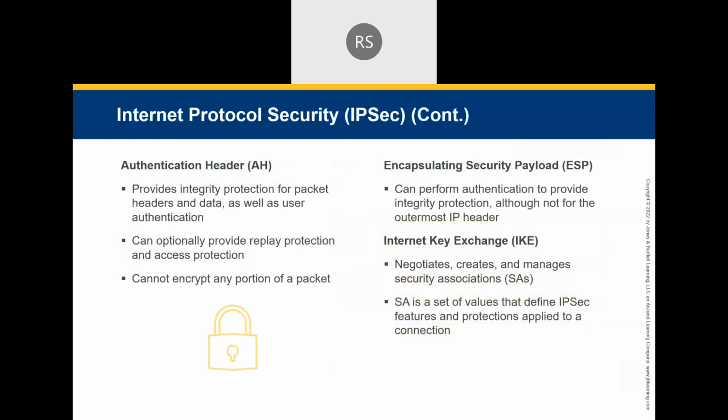So we'll continue with our look at IPsec. We're going to look at the components that fortify the network communications. First, we have the authentication header. This component provides integrity protection for the packet headers and data. Also, it ensures user authentication and can offer optional features like replay protection and access protection. Now, it is important to note, however, that the authentication header cannot encrypt any portion of the packet.